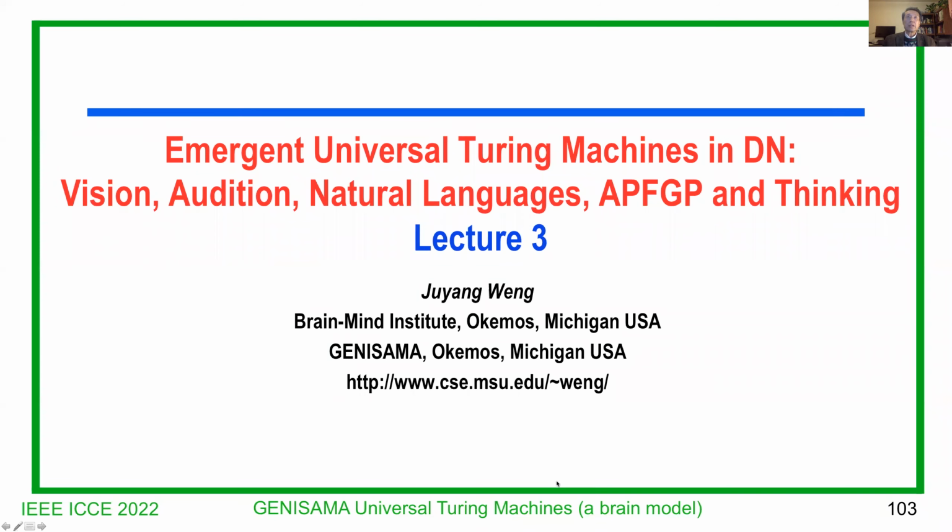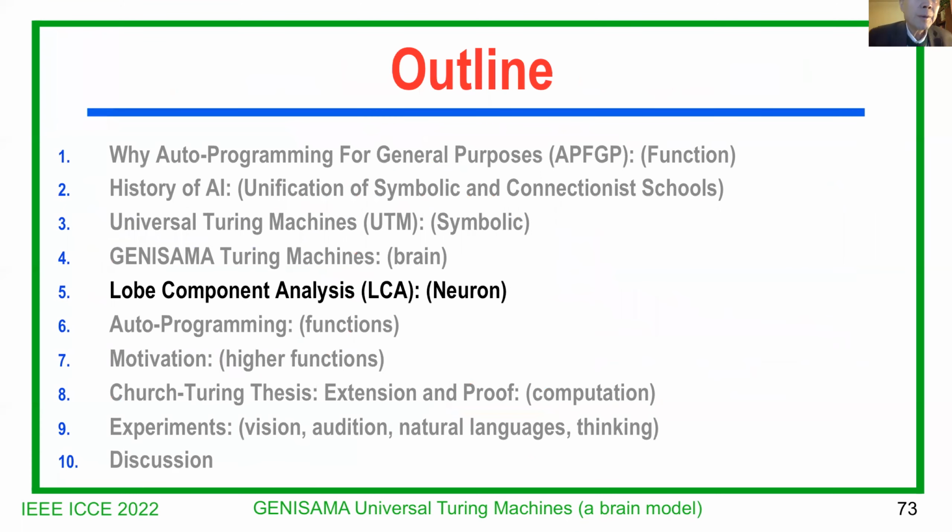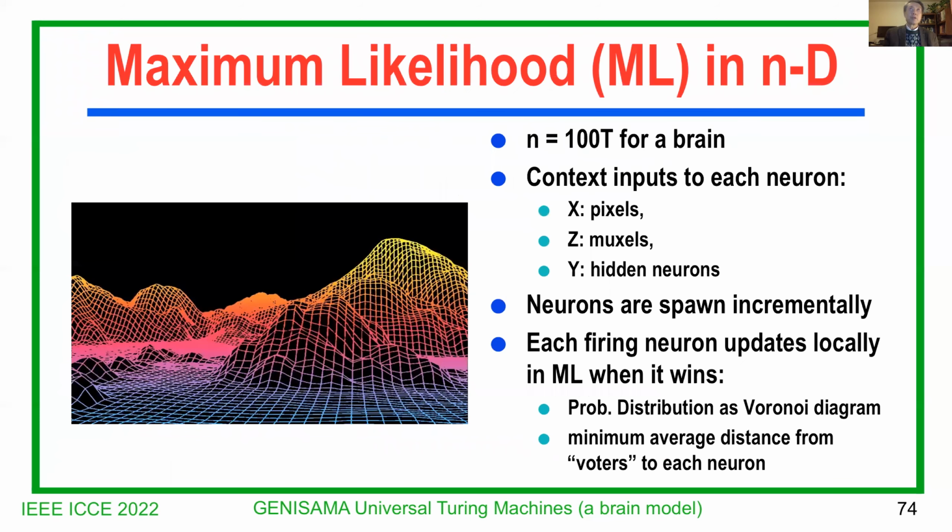Now, let's continue the third part of the tutorial: Emergent universal Turing machines in DN, vision, audition, natural languages, APFGP, and thinking. Lobe component analysis. Let's look at what each neuron is learning in a Hebbian fashion.